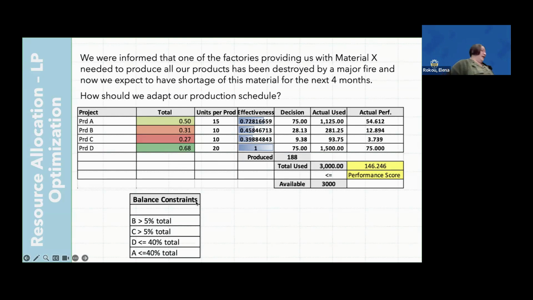On top of that, I have also some balancing constraints. B and C need to be produced at least at 5%. D needs to be not more than 40%. In other words, I'm making sure that I'm going to still produce some B's and some C's. We haven't decided yet to take out B. Okay?